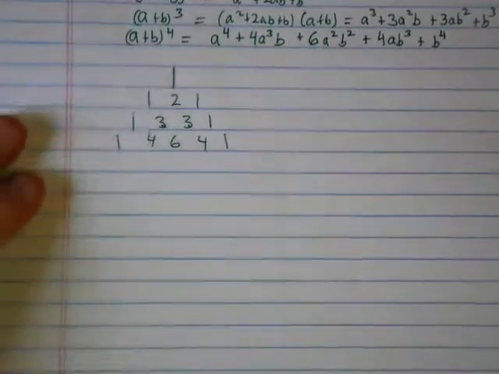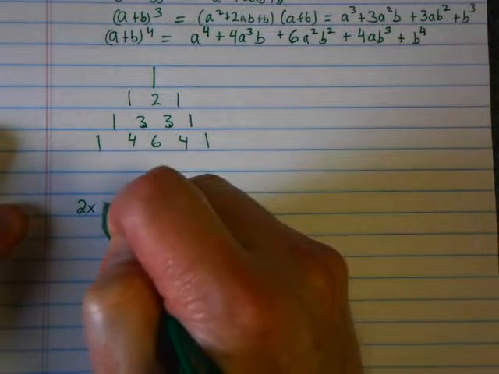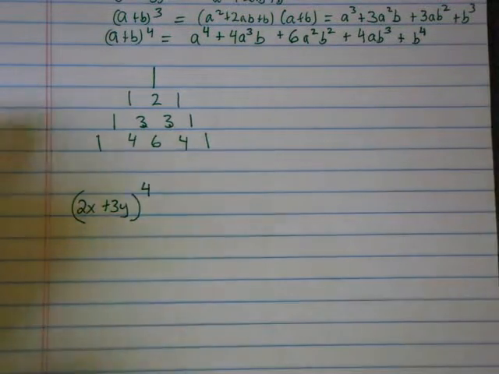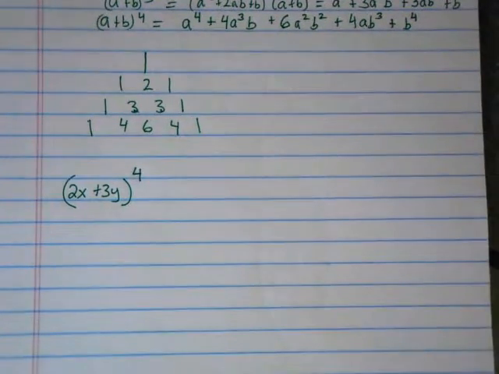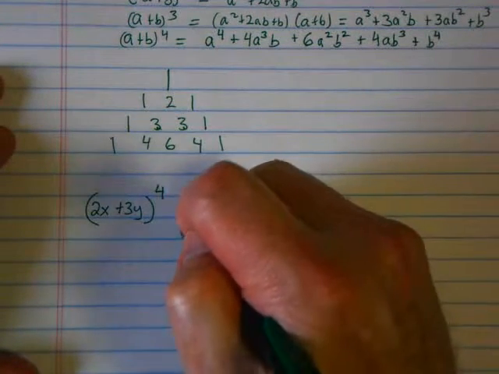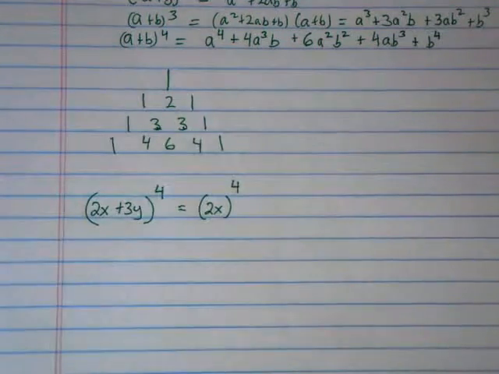All right, so what if I asked you to take 2x plus 3y and raise it to the 4th power? What would you do? You're going to start with 2x. The whole thing is a. The whole thing needs to be raised to the 4th. So not only does the x get raised to the 4th, the number, the 2, is also raised to the 4th power. So that would be your first one.